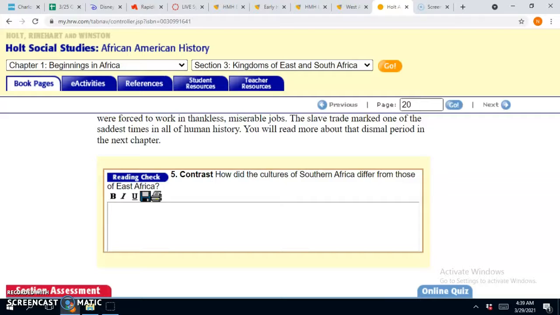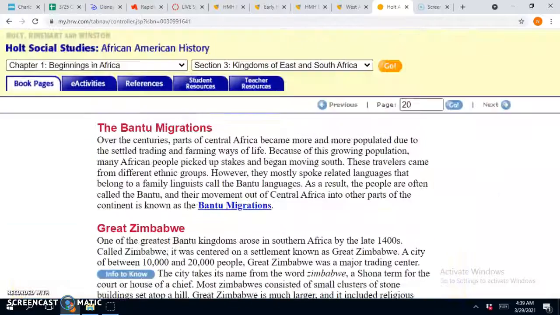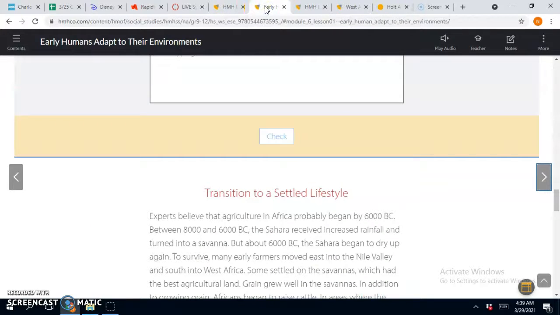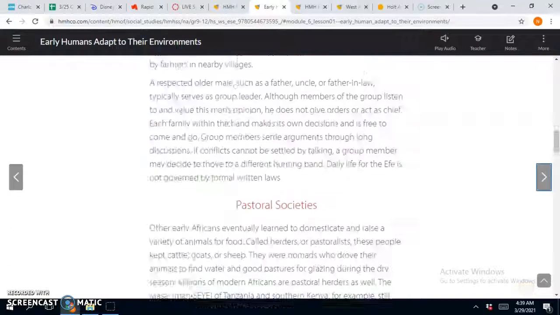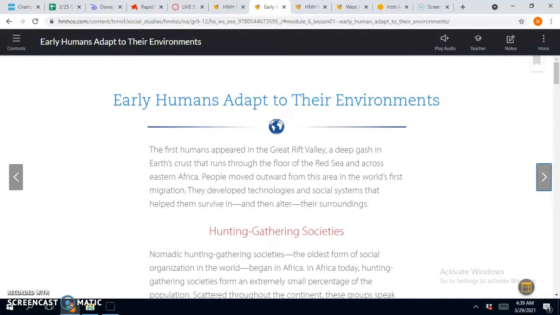The slave trade marked one of the saddest times in all of human history. You'll read more about that dismal period in the next chapter. And we're not, because that is the end. And all of this goes back to section 2, lesson 2 about the great African kingdoms. So basically, I just showed you what they were, but I also gave you some background material on where you can read.